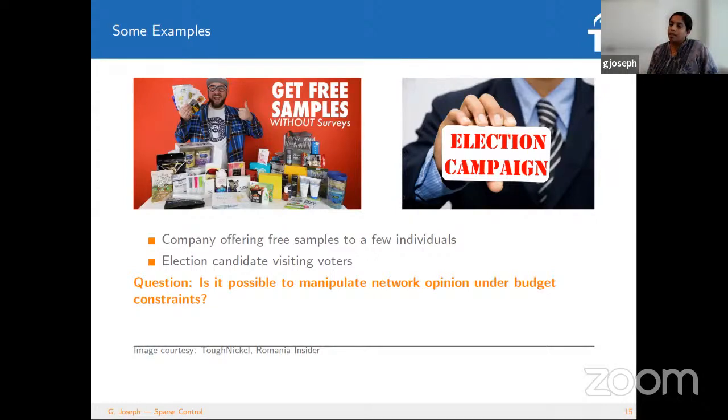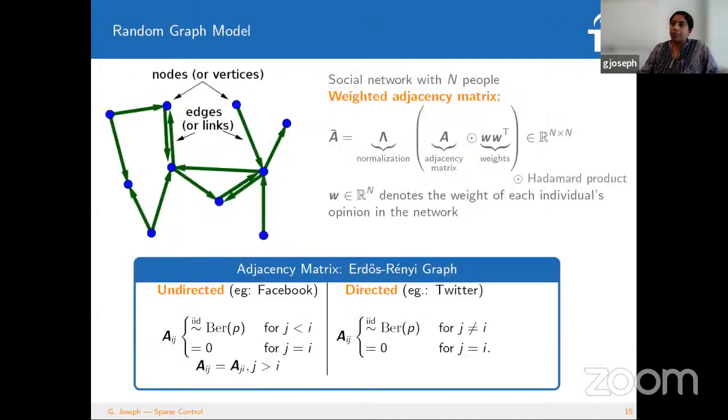So the question here is: is it possible to manipulate the entire network's opinion under such budget constraints? You're only allowed to influence few people in the network, but yet you want to control the opinion of all the people in the entire social network. So that's what we're trying to see. So for that, we want to model the social network.